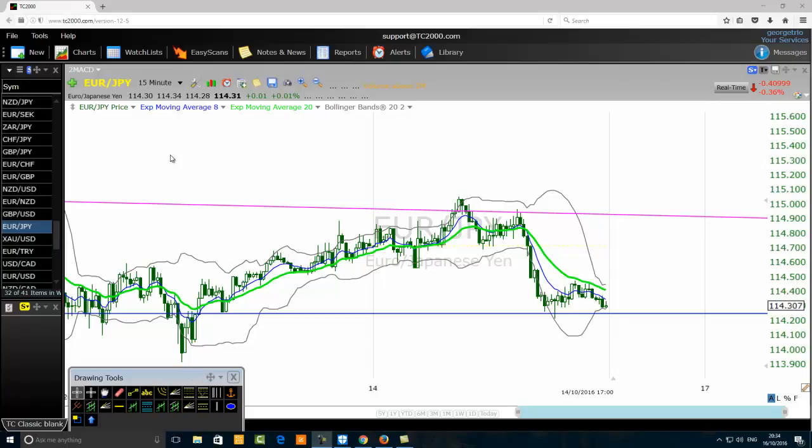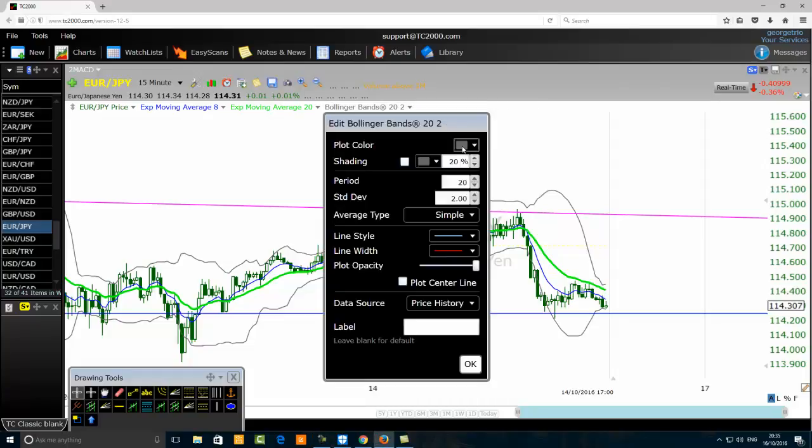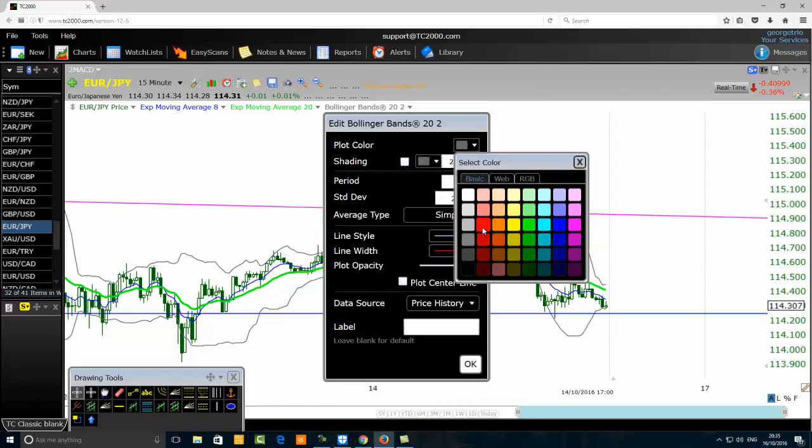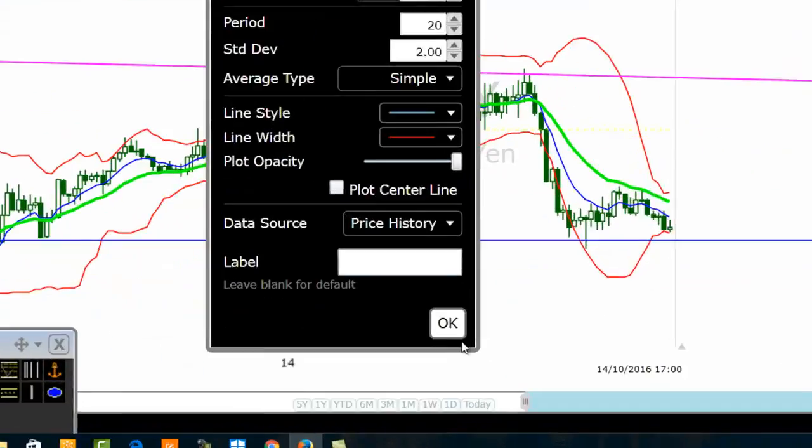So for this free 10 pip Forex scalping trading system, we are using only free technical indicators: the Bollinger Band 20 volatility 2, and the exponential moving average 8 and 20. As you can see on my chart, the exponential moving average 8 is the blue line, and the green line is the exponential moving average 20. You can also see on my chart the Bollinger Band 20 volatility 2. I'm going to change a bit the color of my Bollinger Band so you can see it clearly on my chart.